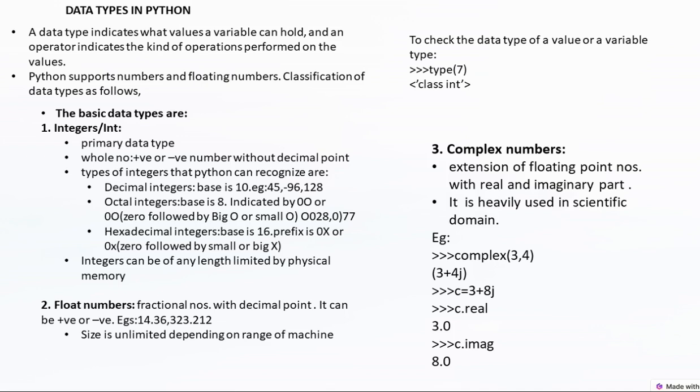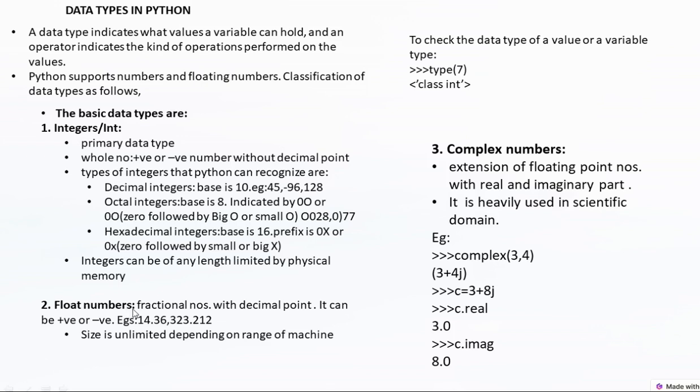So how do you identify it's a hexadecimal integer? By seeing the prefix. Decimal numbers will not have any prefix. Octal will have the prefix 0, capital O or small o. Hexadecimal will have the prefix 0, capital X or small x. Now coming to the length, integers can be of any length. It is only limited by physical memory.